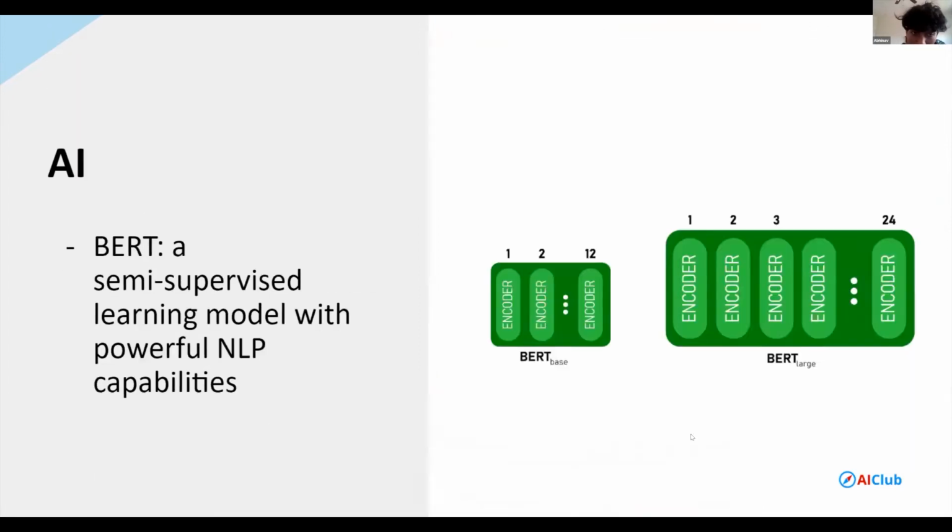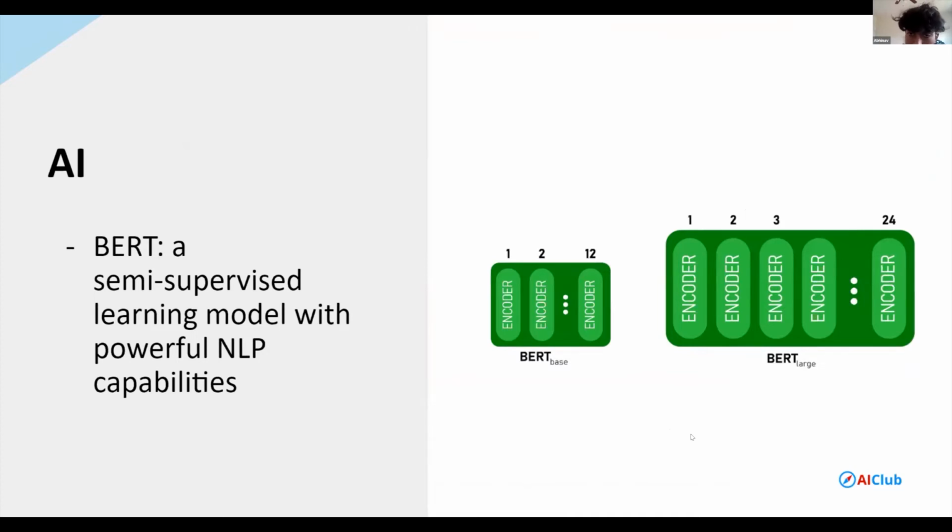So basically just to explain how BERT works, right? BERT is a semi-supervised learning model, which means it takes advantage of both unsupervised and supervised learning techniques, all right? And so when people are referring to using BERT for a project, what they mean is a specific BERT model, because there's actually a bunch of different BERT models.